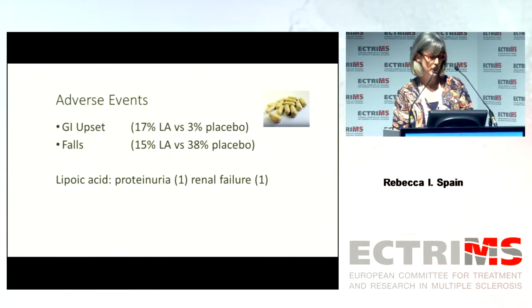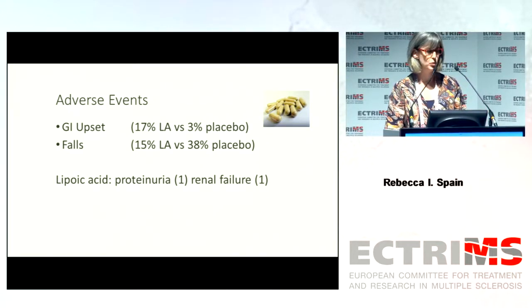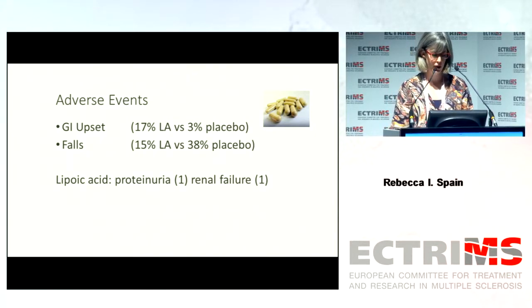As expected from our previous studies and the literature, gastrointestinal upset was significantly greater in the lipoic acid arm. Unexpectedly, there were half as many falls reported in the lipoic acid arm. Along with walking speed, falls will be explored in more detail and prospectively in follow-up trials.